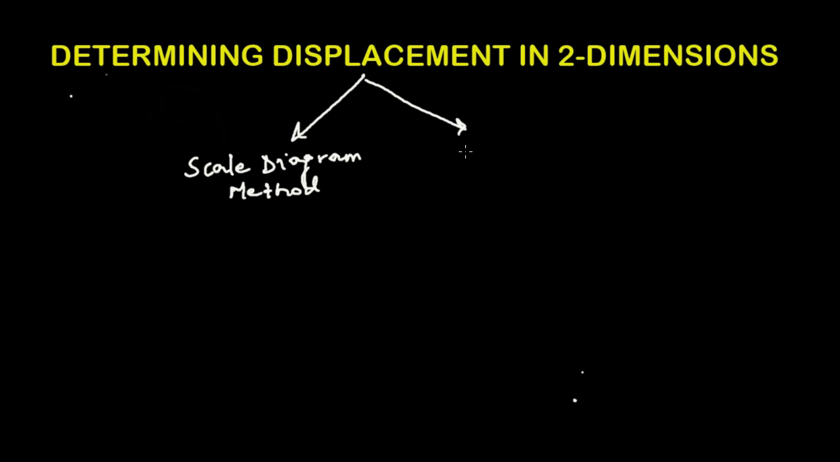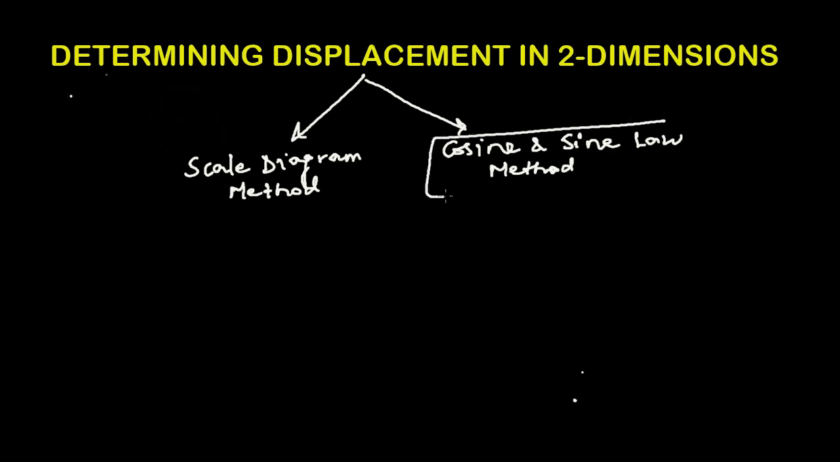In this lesson, we will understand how to determine displacement in two dimensions. There are two different methods to determine displacement in two dimensions. The first method is called the scale diagram method, and the second method is called the cosine and sine law method. In this lesson, we will just discuss the cosine and sine law method. In order to understand it, we first need to understand how to draw a displacement vector in two dimensions.